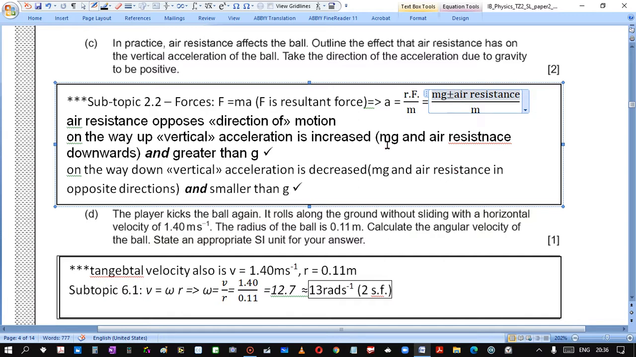Right, so mark scheme answers are given. So here plus minus is the better choice, because it goes up. When it goes up, mg is down, air resistance is down because it is against velocity. When it's going down, mg is down, but air resistance is up because it is against velocity, so g will be less. And during this going up and down, it will be decreasing.